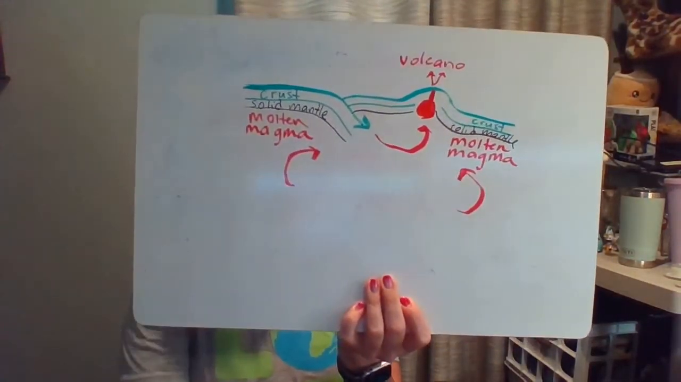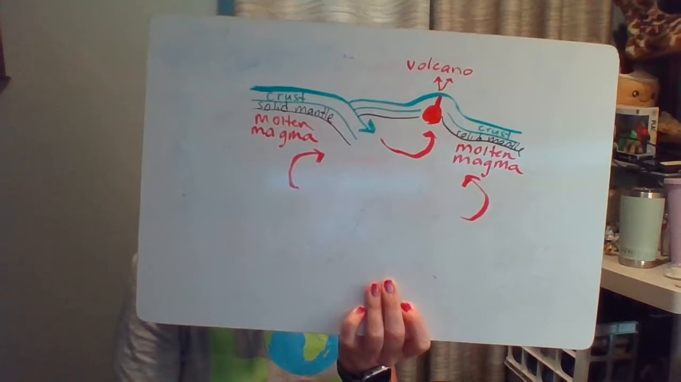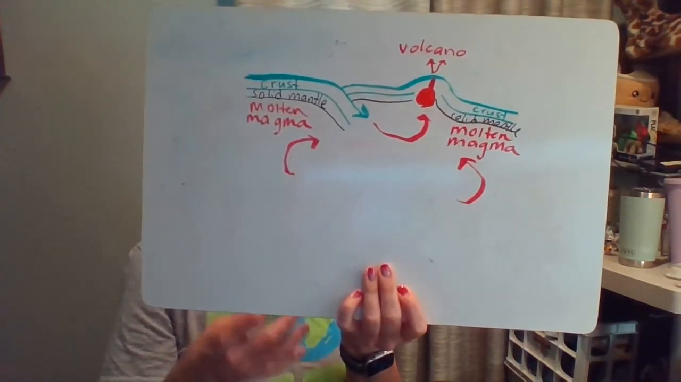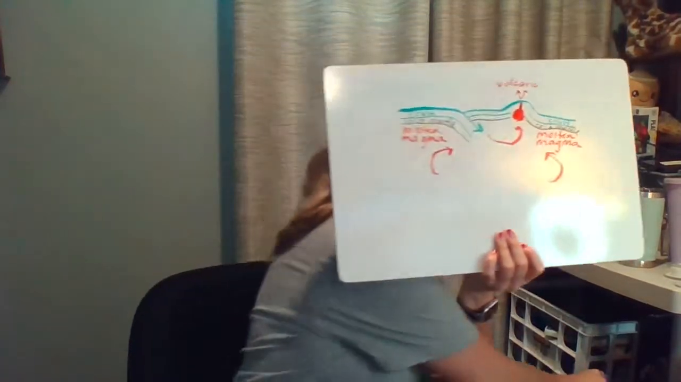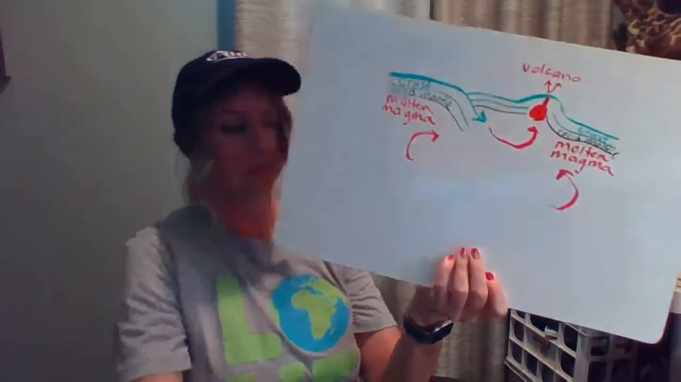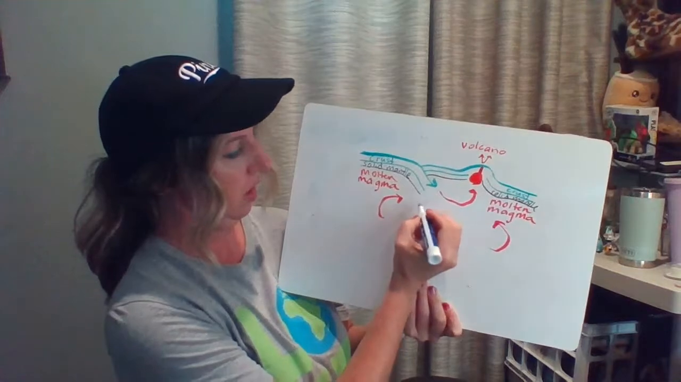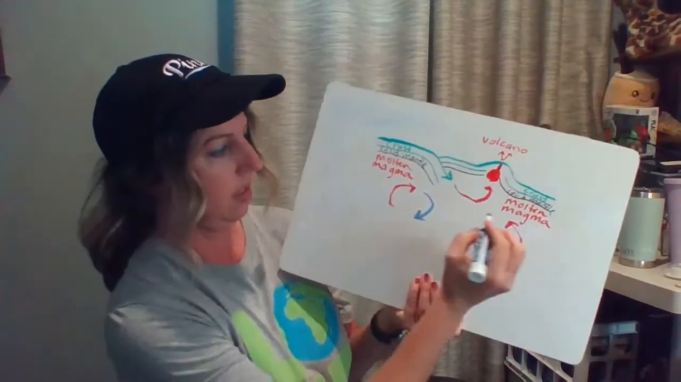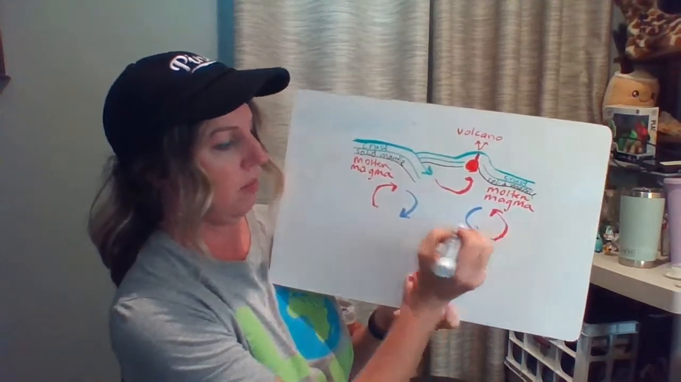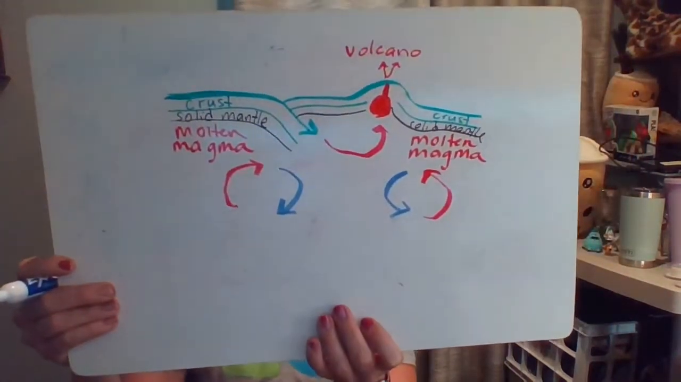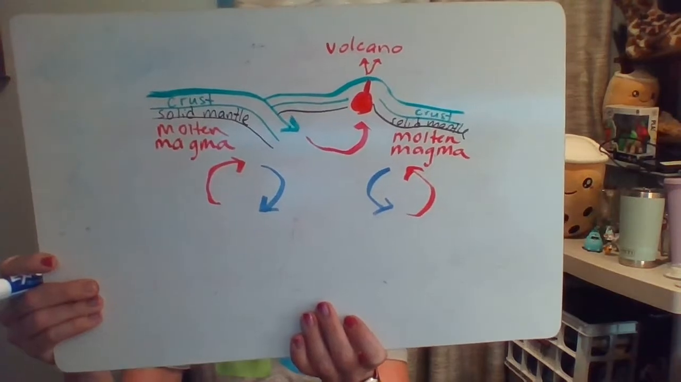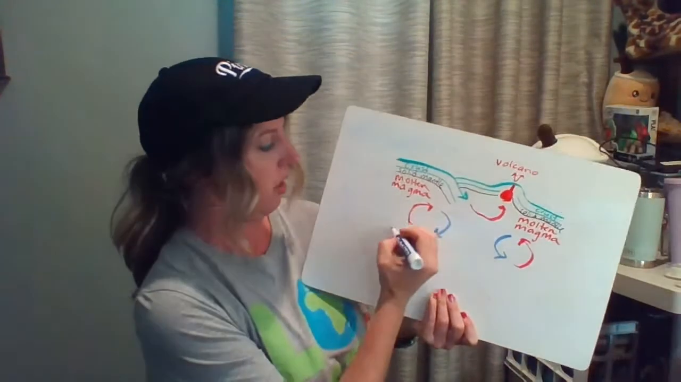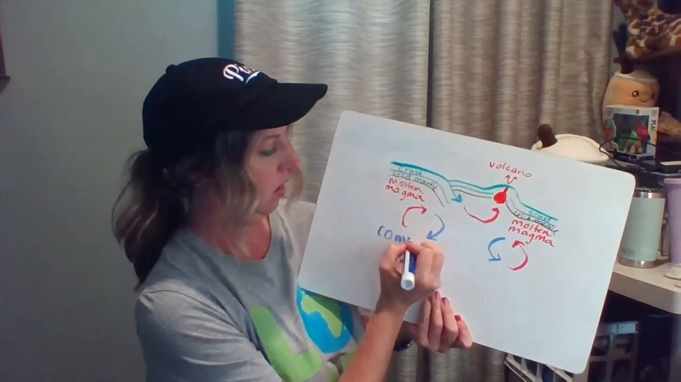And then when the Earth cools down, it forms solid rock. And so let's add some blue. And then it's going to go down and be remelted. So it's a constant cycle of heating and cooling. So these are your convection currents.